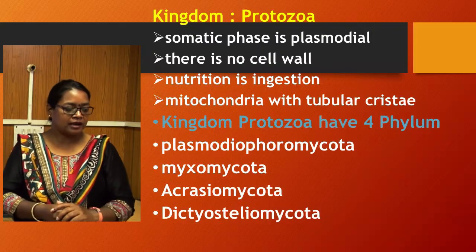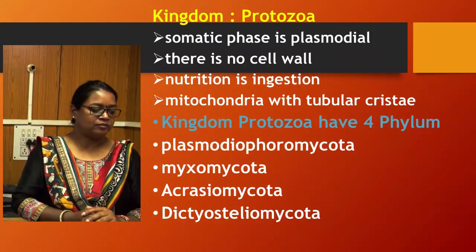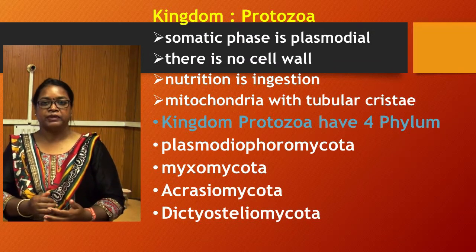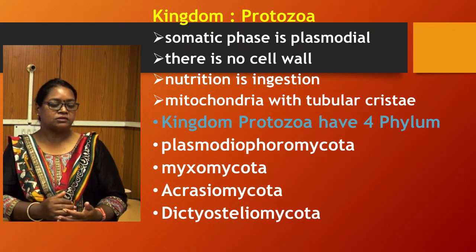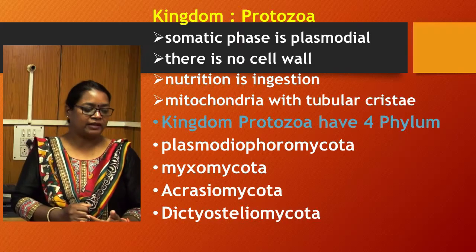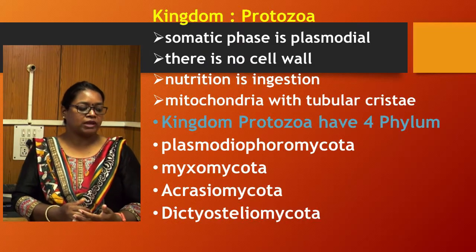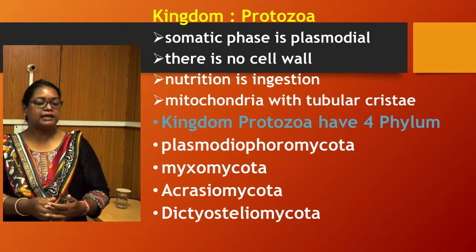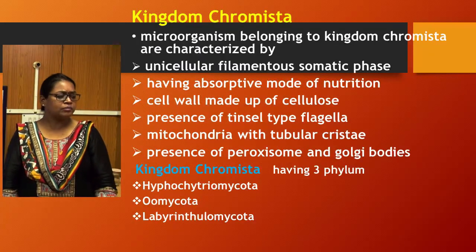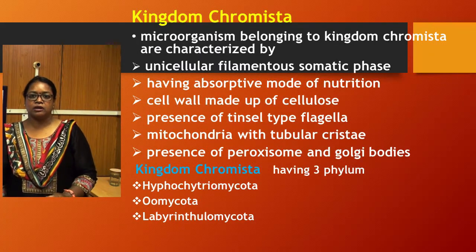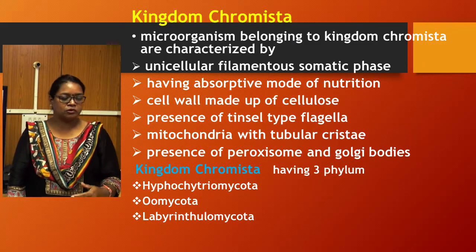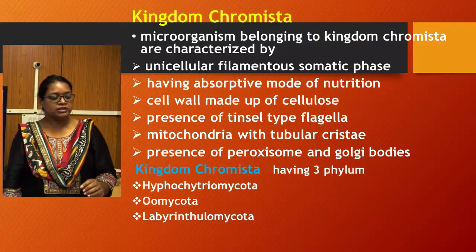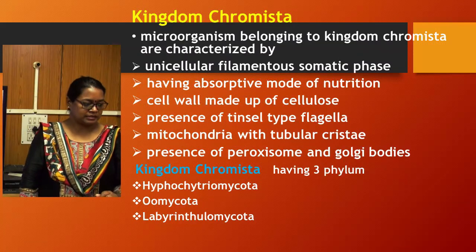This kingdom is again divided into four phyla. First phylum is Plasmodiophoromycota. Second phylum is Myxomycota. Third phylum is Acrasiomycota, and last phylum is Dictyosteliomycota. In kingdom Chromista, the microorganisms belonging to kingdom Chromista are characterized by, first characteristic, unicellular or filamentous somatic structure.